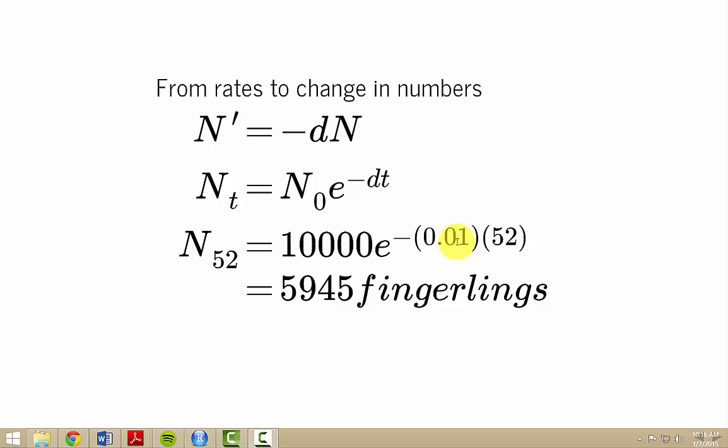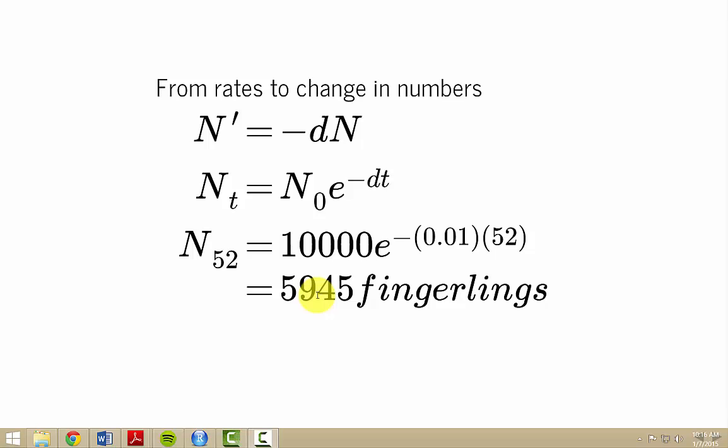And what we want to know is, after 1 year, how many fingerlings do we expect to be alive? So 1 year is 52 weeks. Our rate has been calculated on a weekly basis, so we need to use 52 there. And if we simply grind through this equation, we come up with the answer of 5,945 fingerlings 52 weeks forward in time.